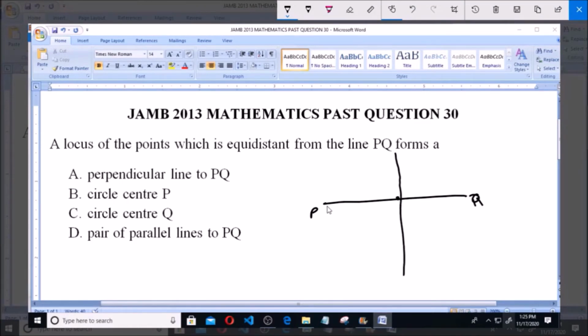That is, when you bisect from the point P and also from point Q, when you bisect upward you have something like this, and you bisect downward you have something like this. Now the locus of this line from the middle, which is equidistant from point P and also equidistant from point Q, will form a perpendicular line. And so the answer to this question is option A, perpendicular line to PQ.